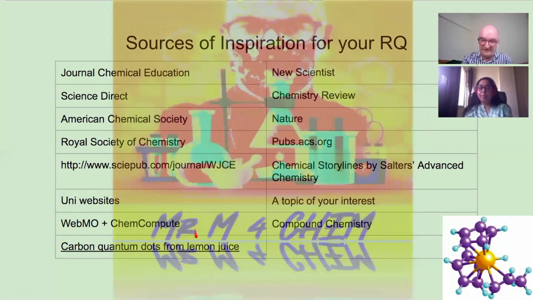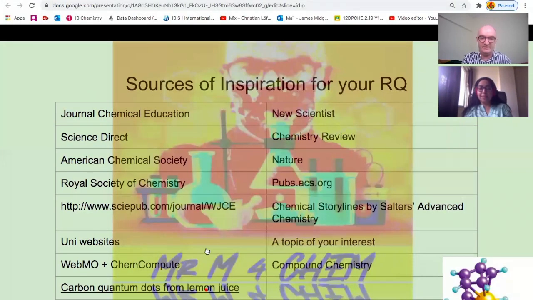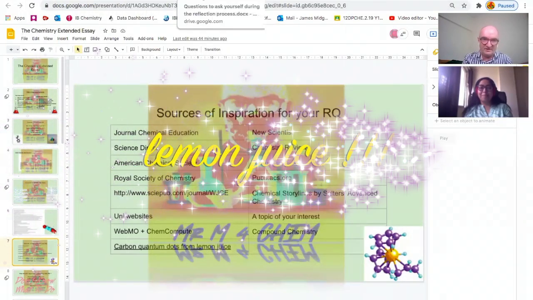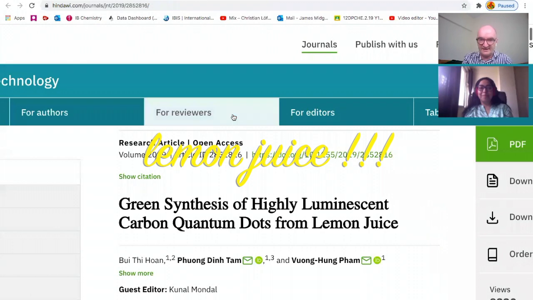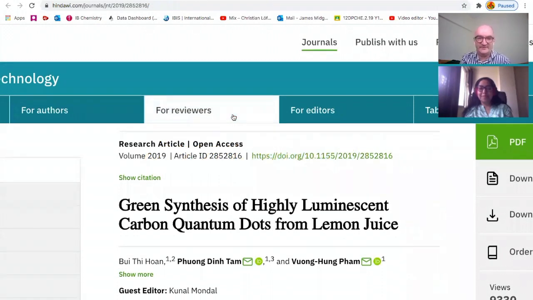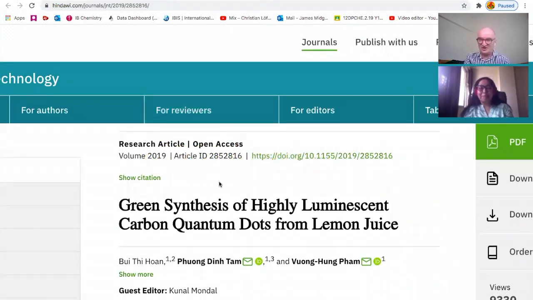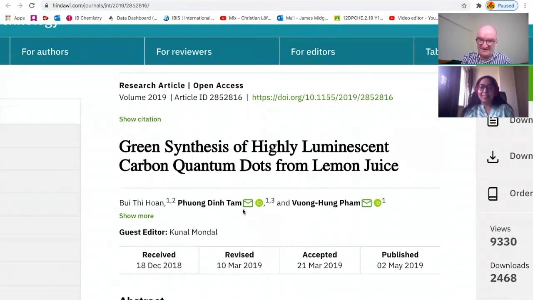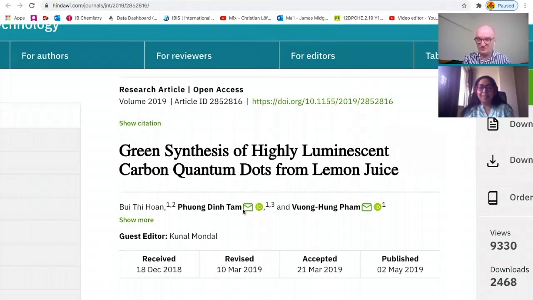And my favorite one at the moment that came from them is the carbon quantum dots from lemon juice. And if that doesn't excite you, I don't know what will. So this is a green synthesis, which is just right up our street, right? It must be, you're a teenager. Come on, save the planet. It's a bit late, we need to get you on this boat. Green synthesis of highly luminescent carbon quantum dots from lemon juice.